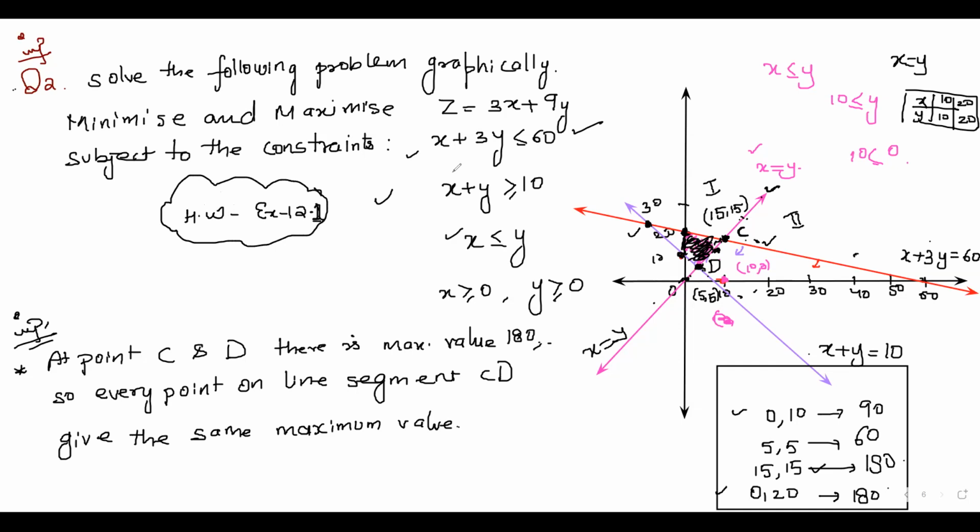Umair, you were asking how I'm getting 5 and 15. Solve these two equations: x equals y, and x plus 3y equals 60. Tell me what answer you're getting.